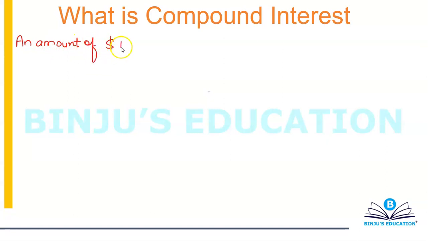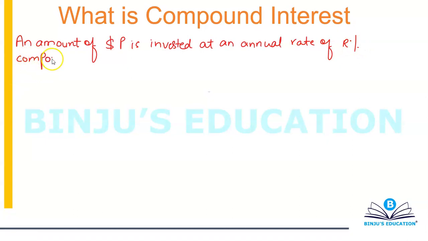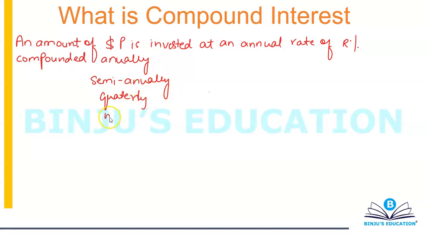An amount of $P is invested at an annual rate of R% compounded annually, semi-annually, quarterly, monthly for T years. These are like the four cases.